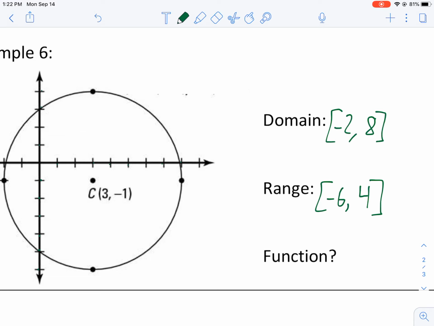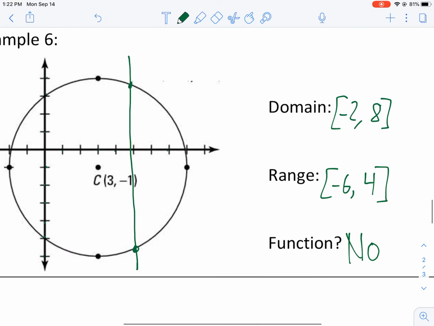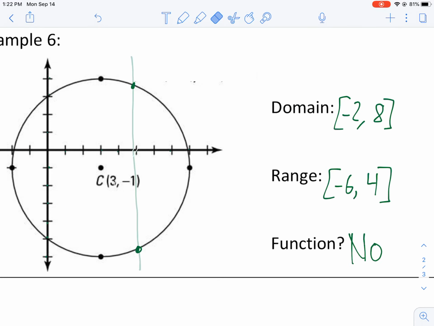So is this a function? Well, it's pretty easy to tell that no, this is not a function, all right? You can draw a line pretty much anywhere on this circle, and you're always going to be touching it in 2 different spots. So no, a circle is not a function, but it's still a relation, right? So you got to keep that in mind.